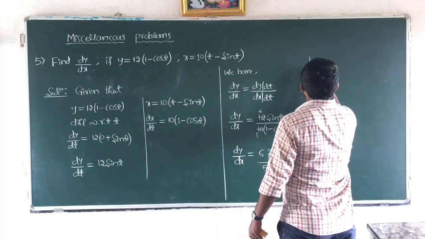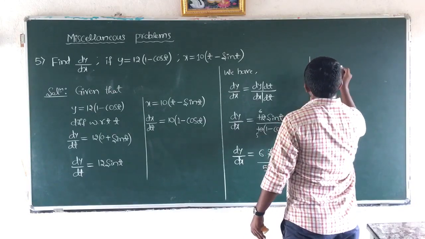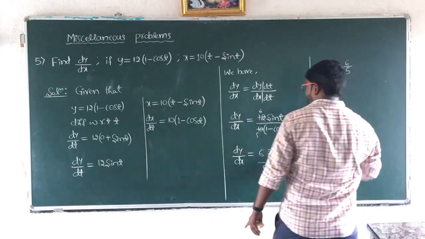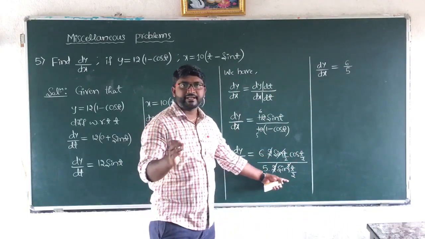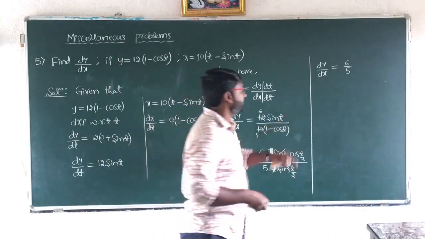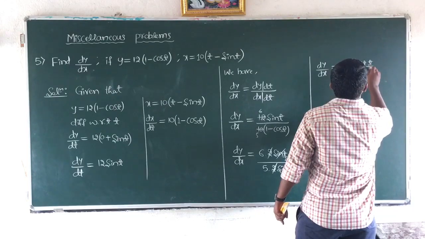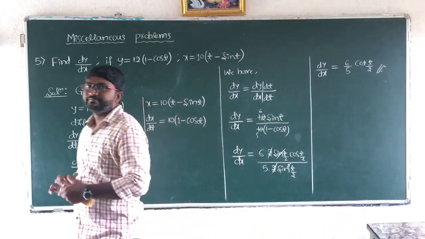Dy by dx is equal to 6 by 5 cos t by 2 divided by sin t by 2, which can be written as cot t by 2. So it is cot t by 2. So this is the final answer for the fifth question.